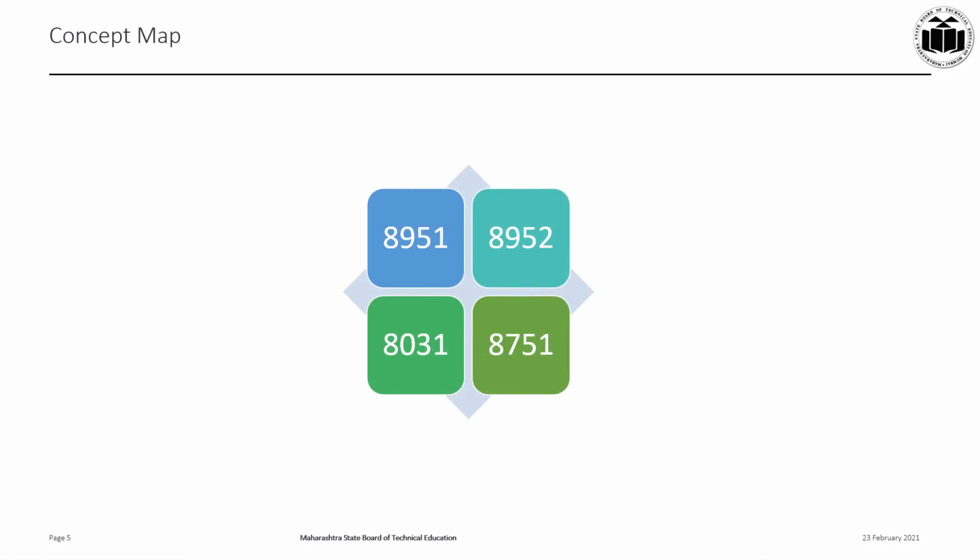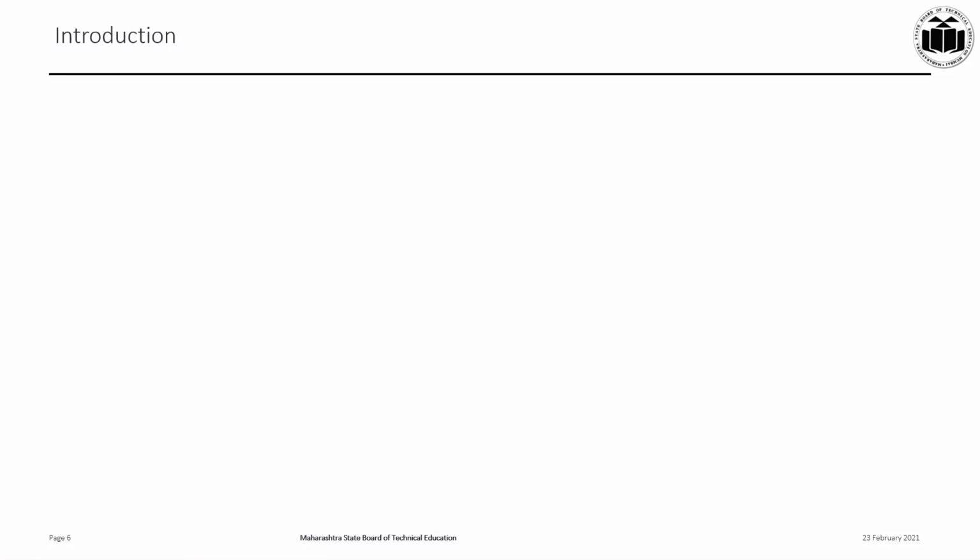The concept map shows the different segments of the 8-bit architecture such as the 8951, 8952, 8031 and the 8751. An introduction to the derivatives of the 8051 family members.